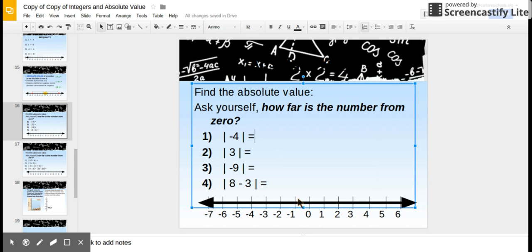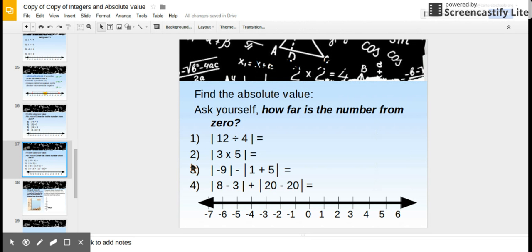All right, so ask yourself, how far is a number from 0? -4, okay. 1, 2, 3, 4. That is 4 spaces away from 0. 3, okay. 1, 2, 3. That is 3 spaces away from 0. How many spaces away from 0 is -9? If you were to start at 0 and then count to the left, you would see that it's 9 spaces. And then 8 minus 3. Okay, so start off with 8 minus 3 first, which you should get 5. And the absolute value of 5 is just 5.